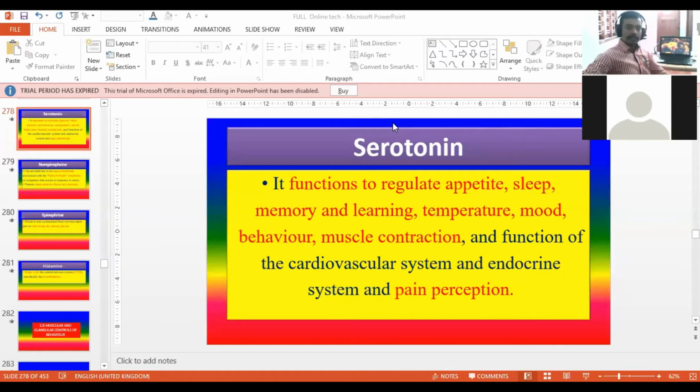Sir, yes, can you explain about the role or functions of serotonin? Meka: It functions to regulate appetite, sleep, memory, and learning, mood, temperature, behavior, muscle contraction. Excellent. Thank you, Meka.